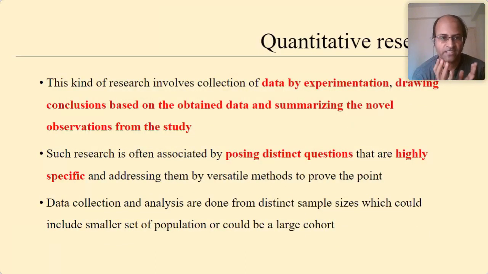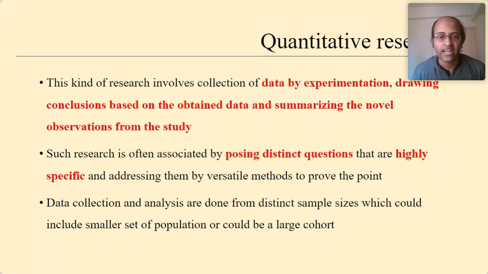Unlike qualitative research, quantitative research is very distinct. We first frame the hypothesis. Once we frame the hypothesis, we have to plan the experimentation and the methods for doing it. So we start collecting the data by experimentation. We collect the whole data, draw conclusions based on the obtained data, and summarize the novel observations from the study.